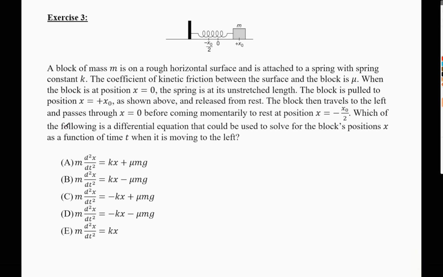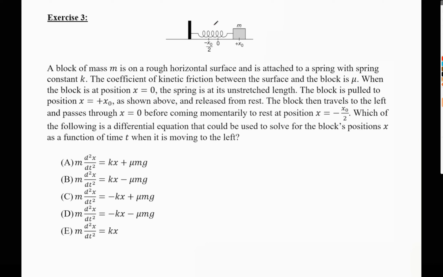Exercise 3. A block of mass m is on a rough horizontal surface and is attached to a spring with a spring constant k. The coefficient of kinetic friction between the surface and the block is mu. When the block is at position x equal to 0, the spring is at its unstretched length. The block is pulled to the position x equal to x0 as shown above and released from rest. The block then travels to the left and passes through x equal to 0 before coming momentarily to rest at position x equal to minus x0 over 2.